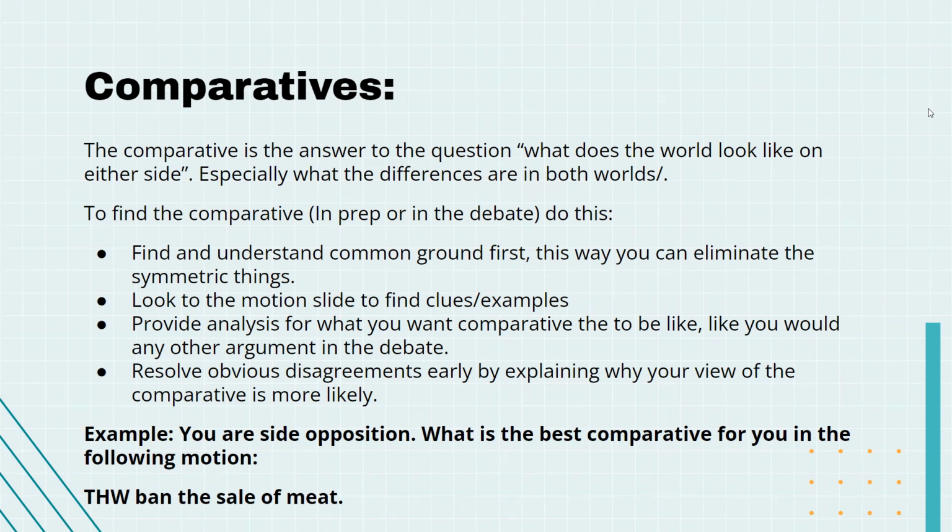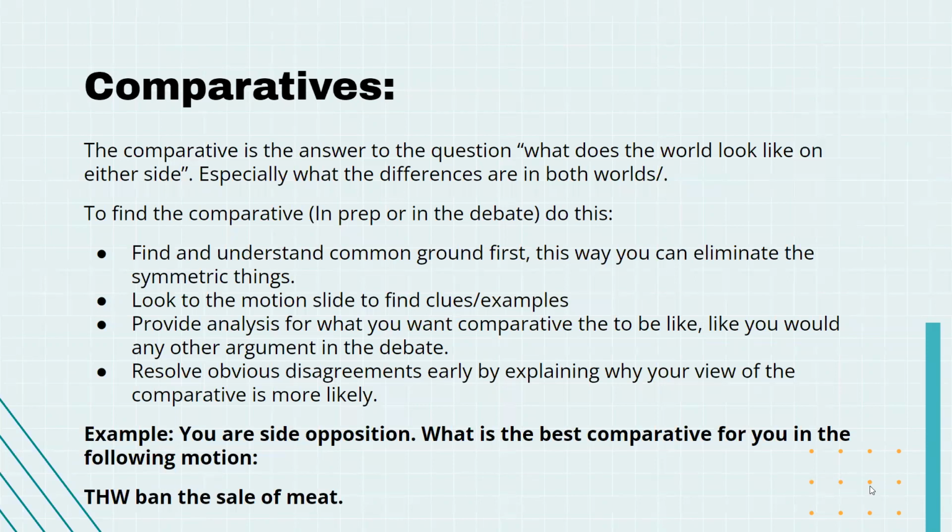So here's an example first. This house would ban the sale of meat, which means you're forcing everyone to go vegan, no selling of meat, no killing of animals for food, and so on and so forth. You are side opposition. Just tell me now, what comparative would you set up at opposition, or what comparative would you fight for? If you're first speaker, tell me what you'll fight for. If you're third speaker, tell me what you'll prioritize.